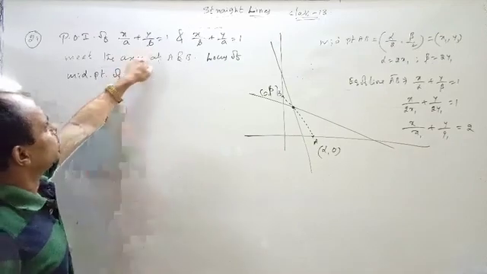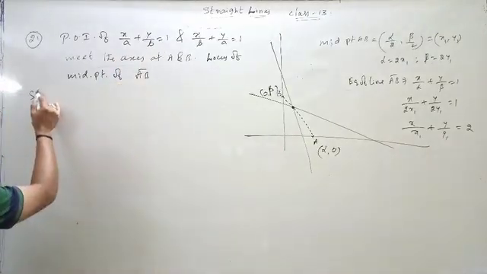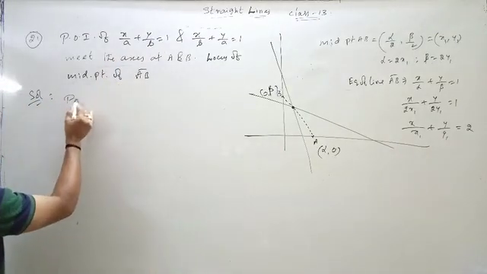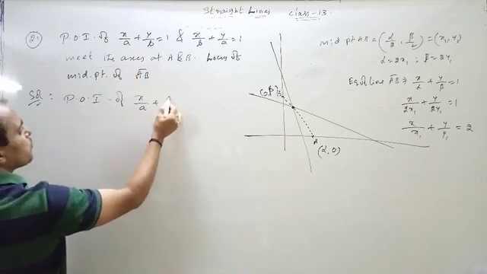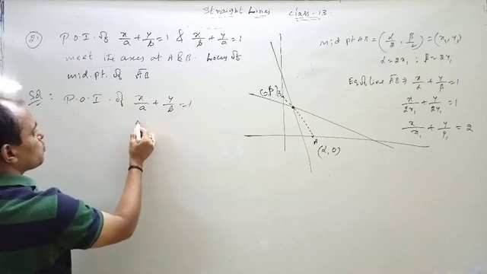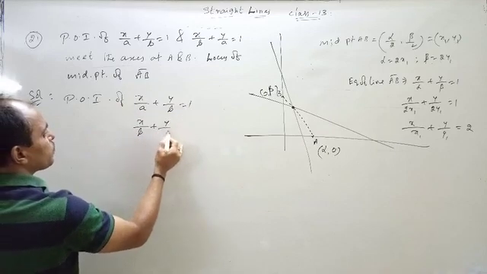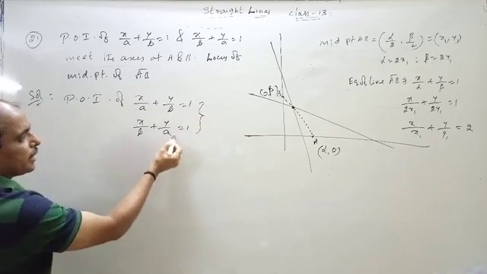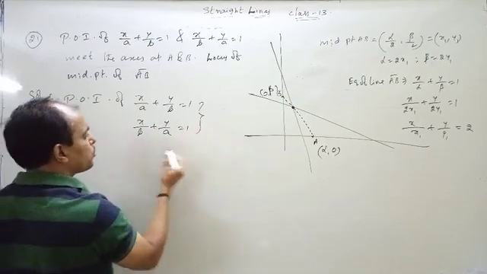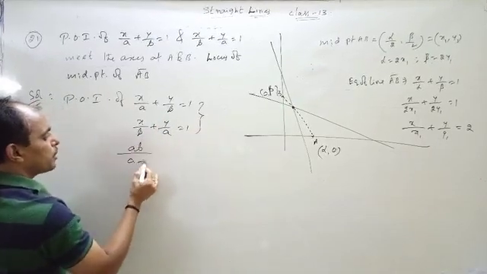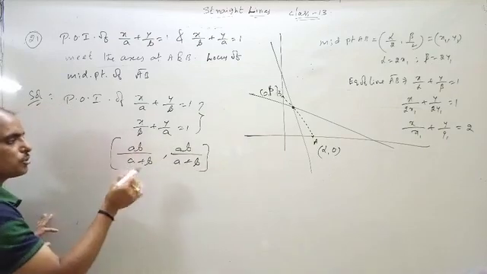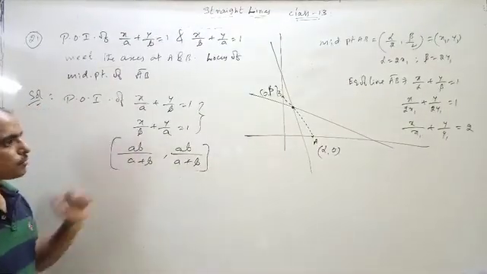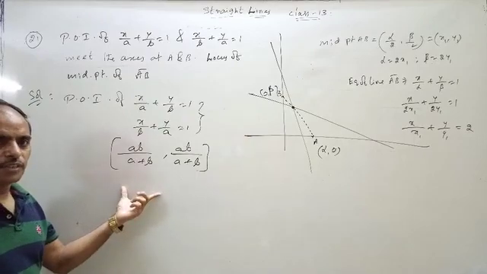Now the point of intersection. What about the point of intersection of these two? I already explained that question. Point of intersection of x by a plus y by b is equal to 1 and x by b plus y by a is equal to 1, when the intercepts are interchanged. What about the point of intersection? ab by a plus b, ab by a plus b. Already we discussed, you see the previous notes. Okay? This is the point of intersection.